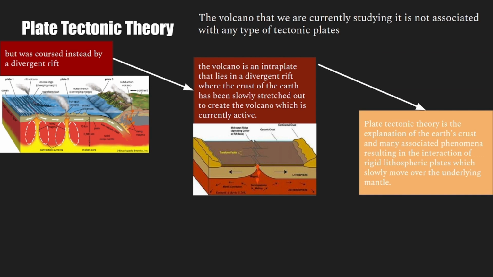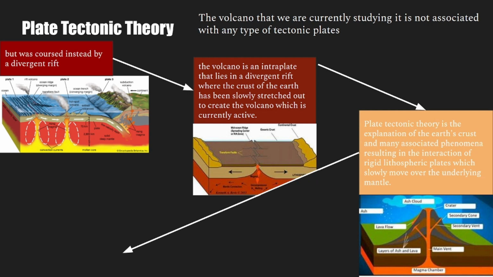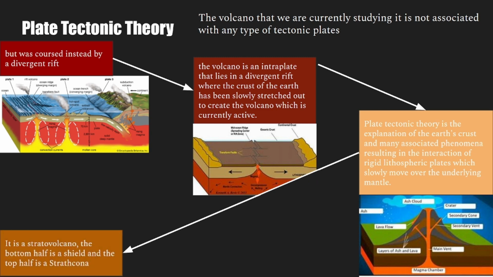Plate tectonic theory is the explanation of the Earth's crust and many associated phenomena as a result of the interaction of lithosphere plates, which slowly move over the underlying mantle. It is a stratovolcano. The bottom half is a shield and the top half is a stratovolcano.